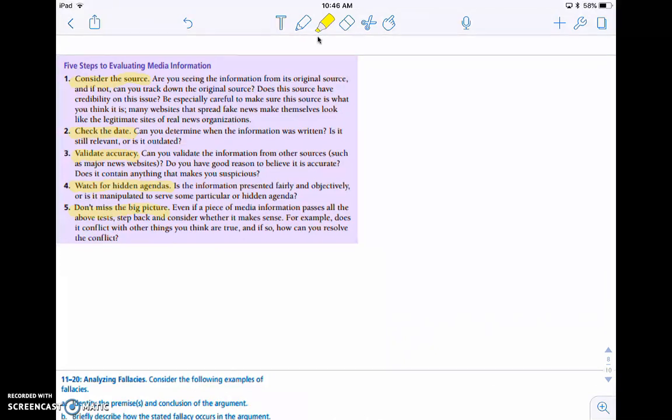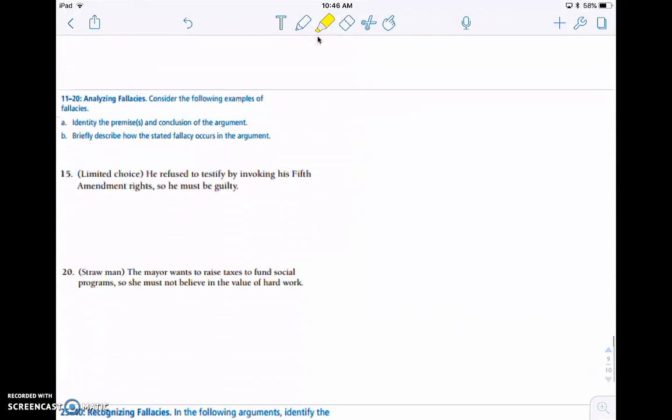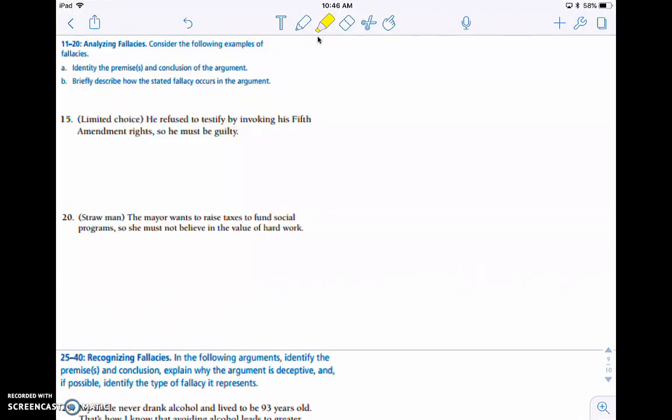Try and look at things as a whole when you're looking at information that's being presented to you. If there are clearly two sides or more than one side, try and see things from a different perspective to make sure that none of these fallacies are coming into play, and that things are being portrayed accurately. Okay, now let's look at and analyze a couple of fallacies here.